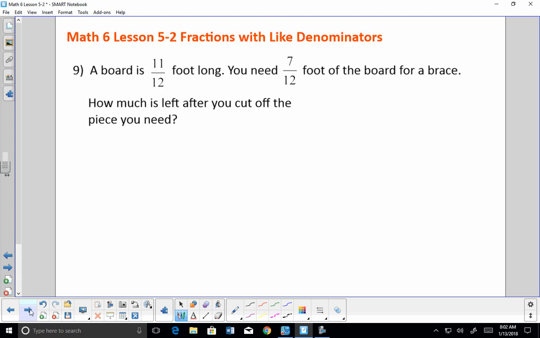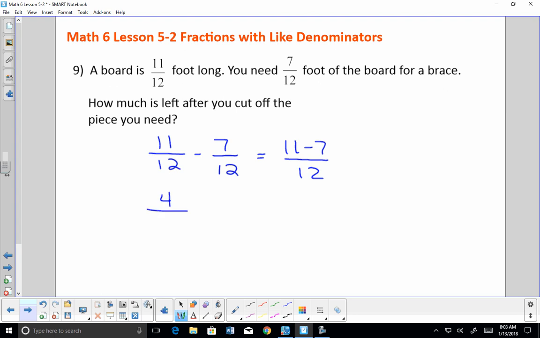Let's do a word problem. A board is 11/12 foot long. You need 7/12 of a foot of the board for a brace. How much is left after you cut off the piece that you need? All right, so if I'm cutting off a piece, I'm going to take things away, which implies subtraction, which means I'm going to take 11/12 and subtract 7/12. That's the same as saying 11 minus 7 all over 12. 11 minus 7 is 4, so I get 4/12.